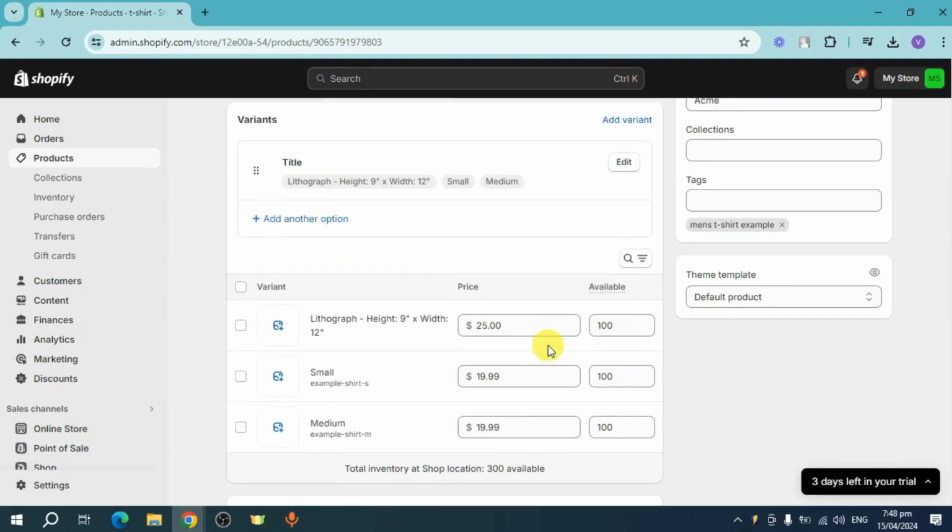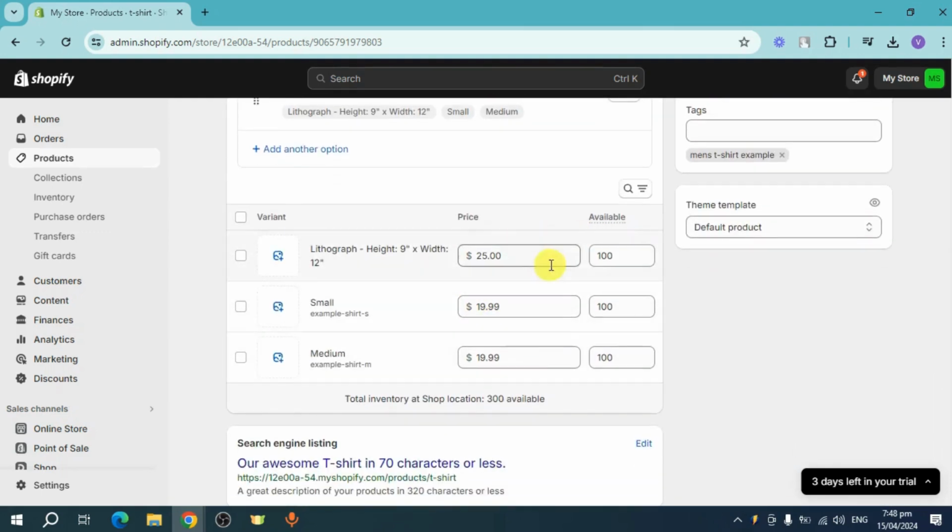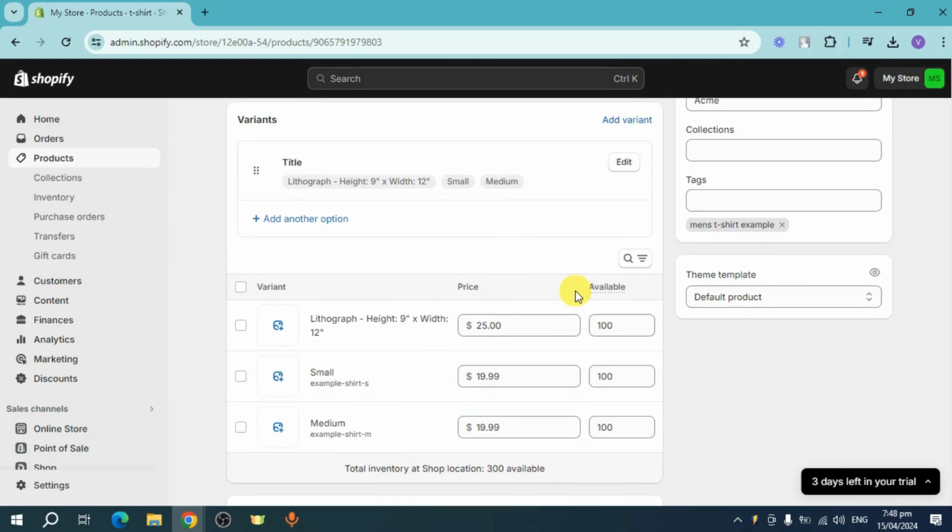So speaking of margins, you have in here the price, and make sure that the margins and the price are well intact in your actual store. So that's the whole process.